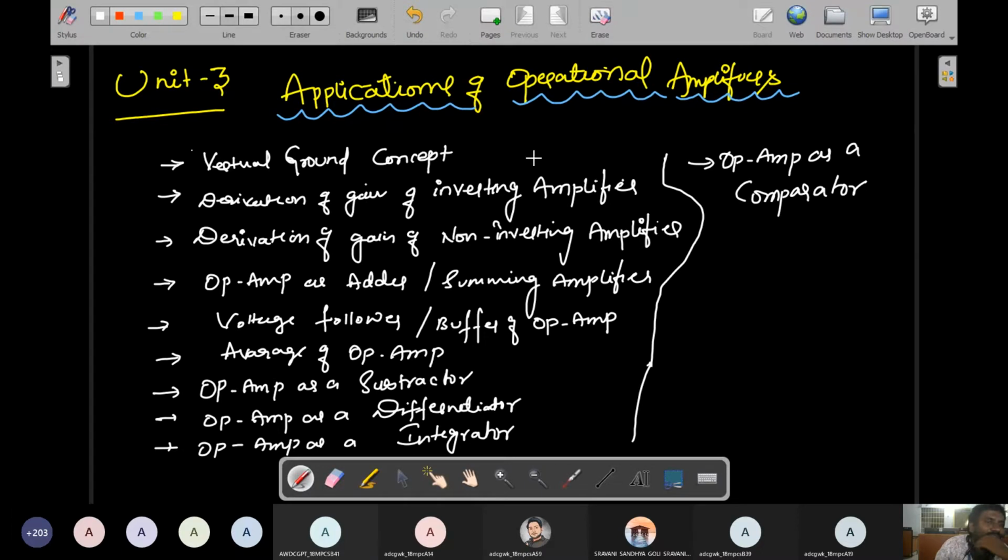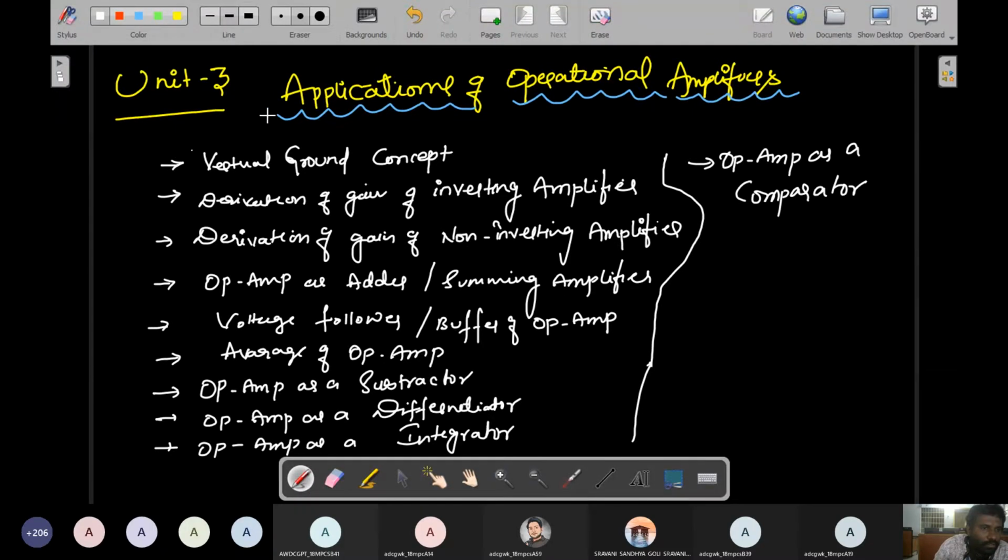So applications of operational amplifiers is very important. This unit consists of 2 essay questions. The weightage of this unit is 2 essay questions, and 1 short answer is also given in public examinations. So these are the related topics of the applications of operational amplifiers.